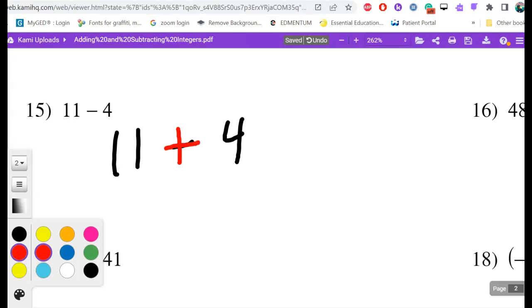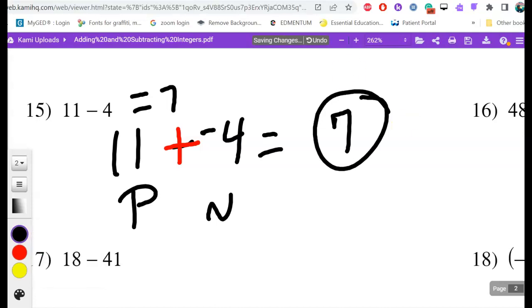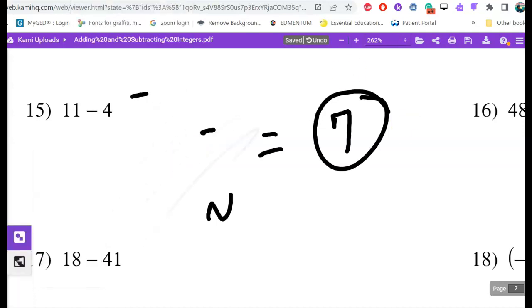I have 11 minus 4 following the subtraction integer rules. Step 1, change to addition. Step 2, change the sign of your second number. If it's a positive 4, it's now negative 4. Step 3, follow my addition rules. I have a positive plus a negative. What do we do when we have a positive plus a negative? We subtract. 11 minus 4, guess what? 7. Keep the sign of the higher digit. What's higher? The 11 or the 4. The 11 is higher, and it happens to be positive. So again, positive 7, just like the regular subtraction problem would be. All right, let's try another.